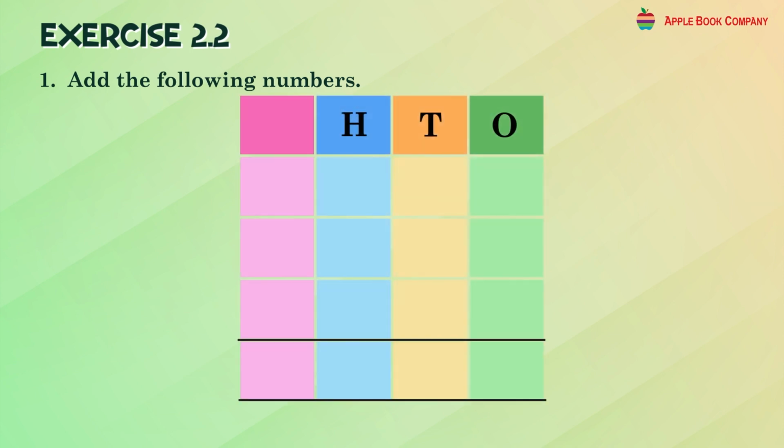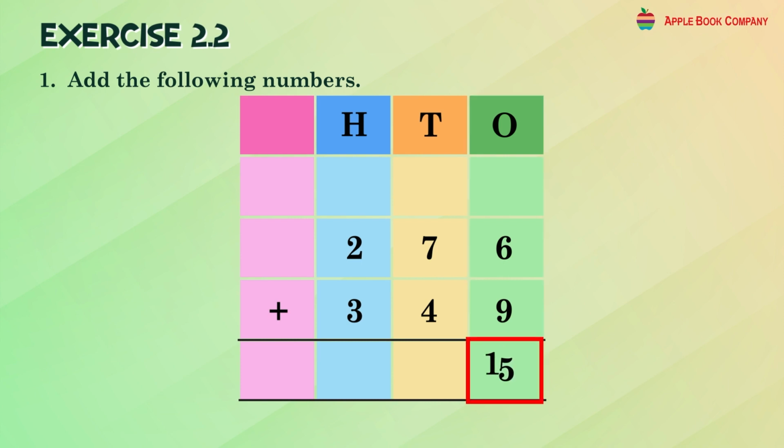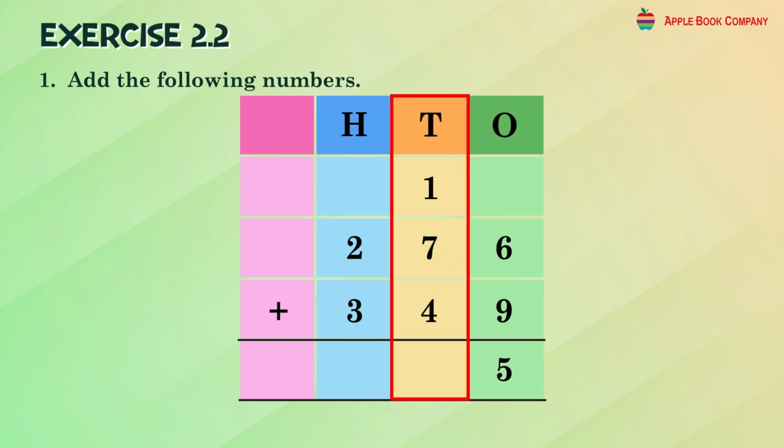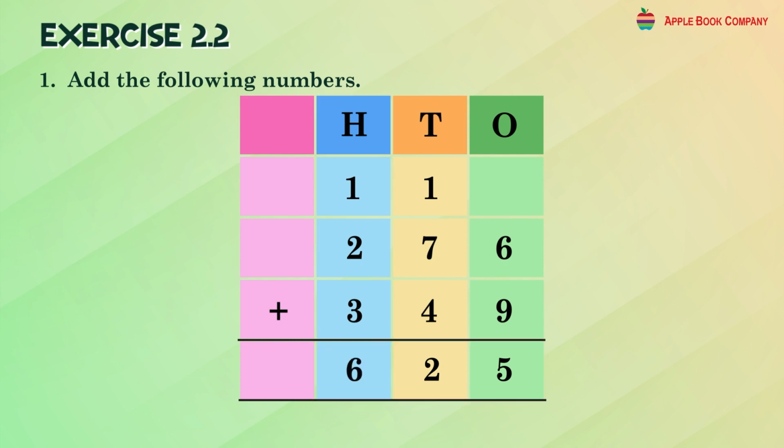We've been given another number, which is 276 plus 349. Now, when we add the ones place, which is 6 plus 9, we get 15. So we place 5 and we carry 1 to the top of tens. 1 plus 7 plus 4 gives us 12. So we put 2 at the bottom and 1 we carry up to hundreds. Now 1 that we've carried plus 2 plus 3 gives us 6, which gives us a total of 625.